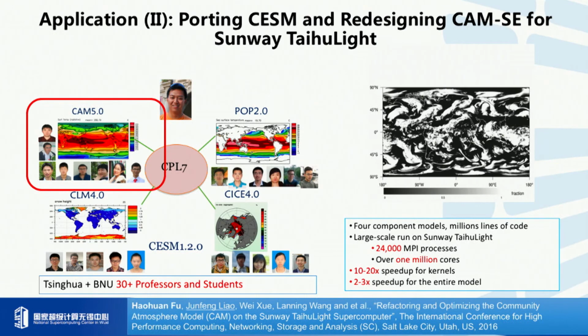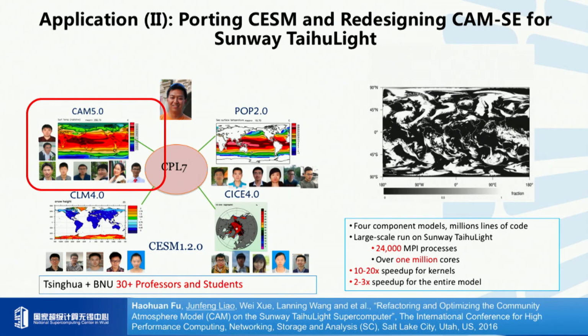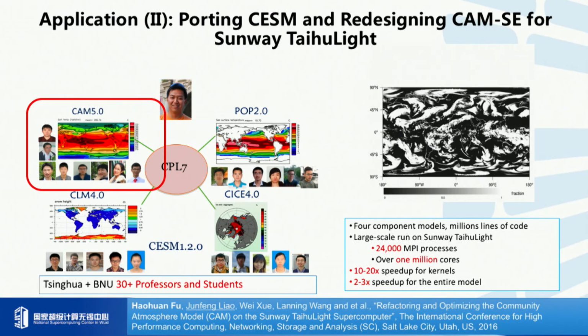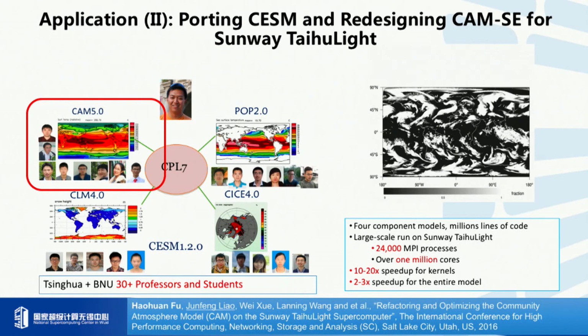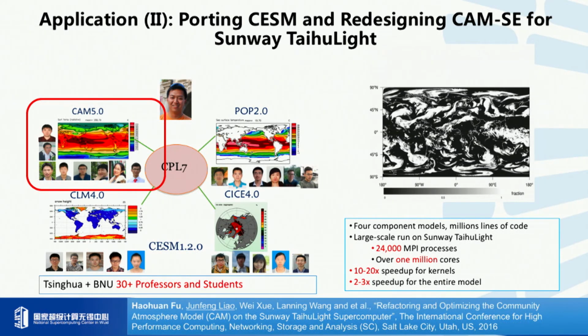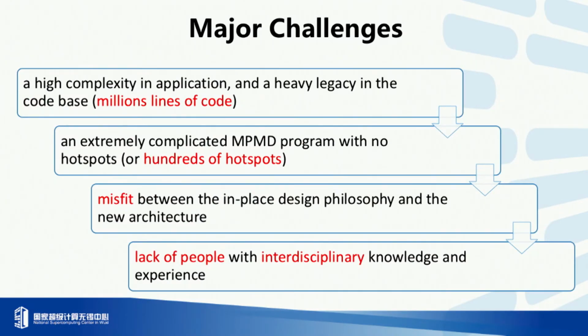So the second stage is about the CAM, the atmospheric part. We're trying to refactor and redesign this part, so really make it suitable for the many-core architecture we have and get very good performance out of it. In this one, of course, the challenges are quite different. You have this heavy legacy code, millions of lines of code. And for a climate model, you don't have clear hotspots. It has so many different functions that can consume your compute cycles, so you have to refactor all of them, or you don't get very good performance improvements. Also, there is a misfit: the legacy code was designed for multi-core architectures. For a many-core architecture, especially ours, without L1 cache and with only 64 kilobytes of scratchpad memory, it is very difficult to get good performance.